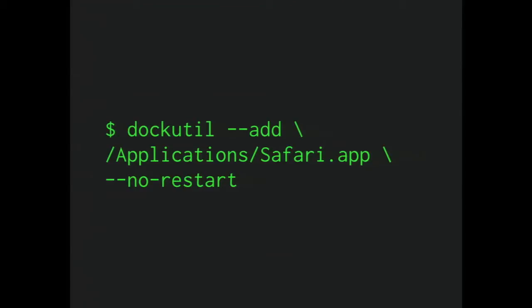DockUtil will restart the dock after adding an item to make it show up, but we're going to be adding loads of items to our dock, so we want it not to restart. If we didn't do this, our script would still work, but it would take a bit longer to run, and people might get a bit of motion sickness because the dock goes up and down, up and down, up and down.